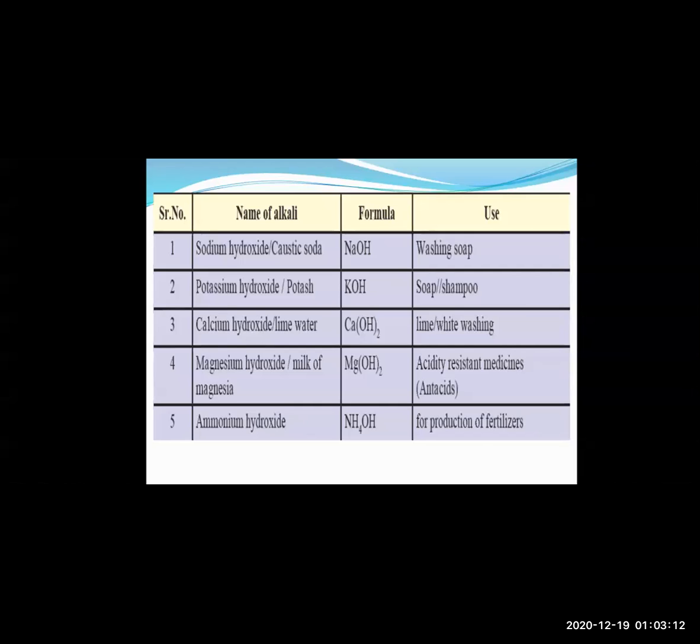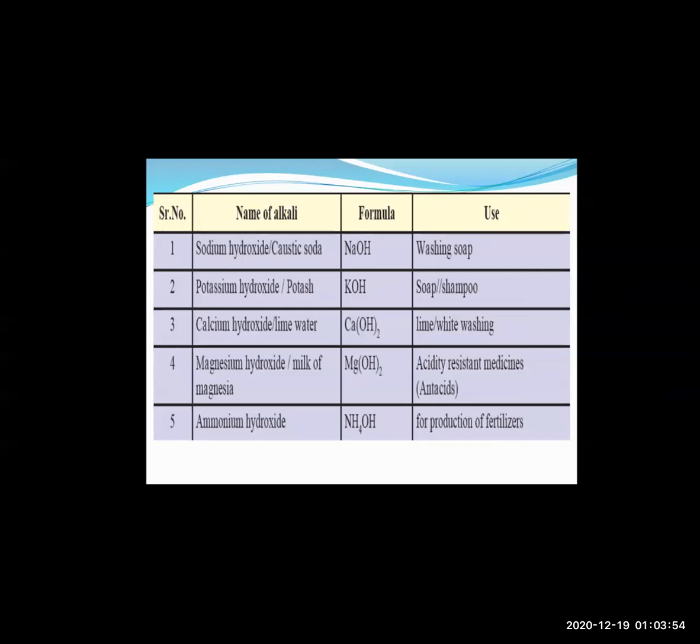Then magnesium hydroxide, that is milk of magnesia. Magnesium means Mg and hydroxide means OH. Magnesium hydroxide is used in acidity resistant medicines, mostly in medicines. Then ammonium hydroxide. Ammonium means NH4. So NH4 when it reacts with hydroxide means NH4OH. Where is ammonium hydroxide used? It is used for the production of fertilizers.